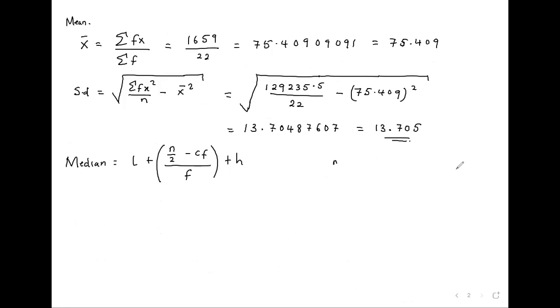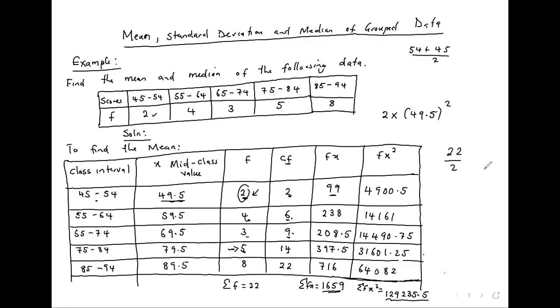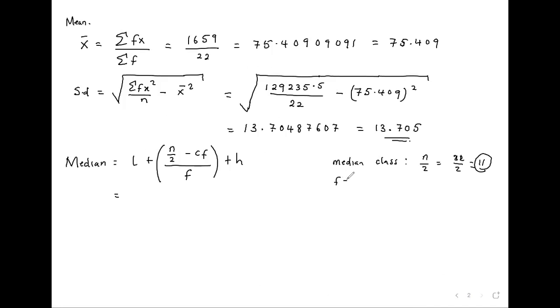So I'm saying the middle class. The middle class is obtained by n over 2. Now that n over 2, 11 over 2, I mean 22 over 2, we get 11. This 11, we go and look for which interval we find 11. It is the interval with frequency 5. So this means that we now know our f is 5.